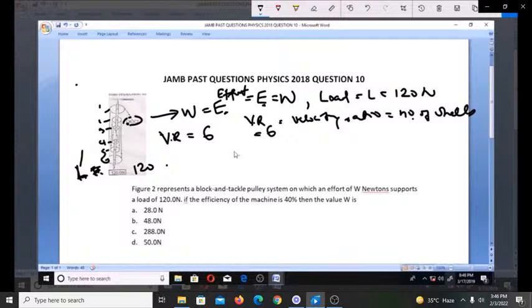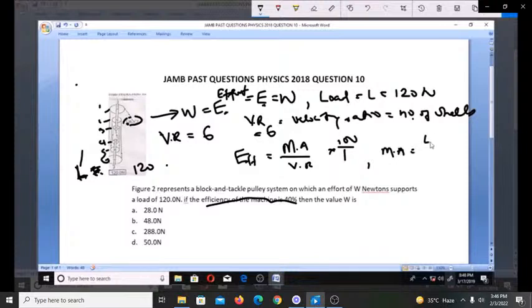Now, having all this, we can now put the formula for efficiency, because efficiency is given us here as 40%. So efficiency, we all know in this calculation, is MA all over VR times 100 over 1. And we all know that MA, mechanical advantage, is equal to load over effort. So with this, we can do this calculation effectively.